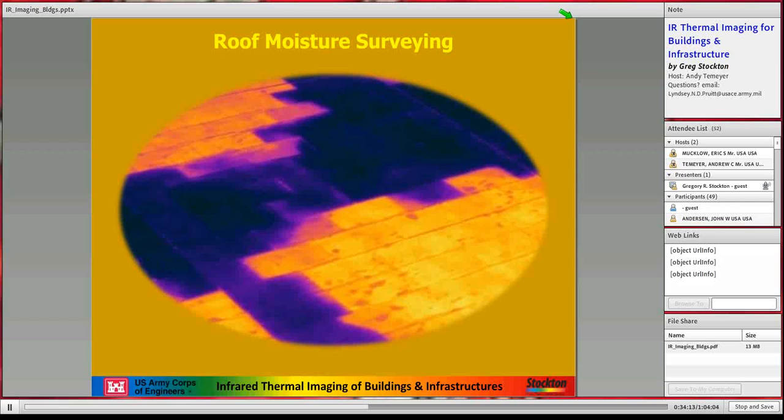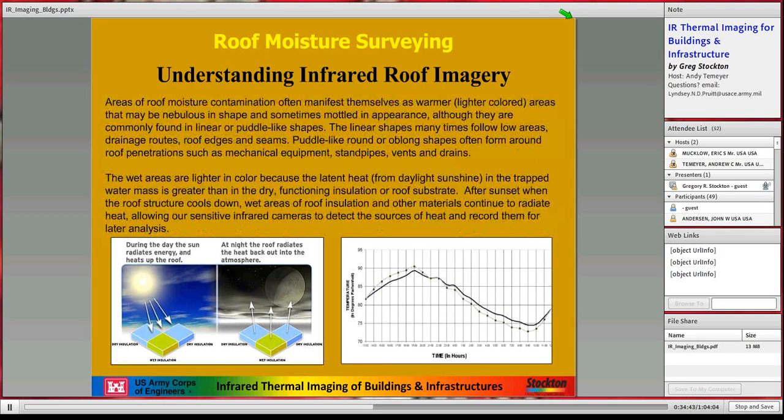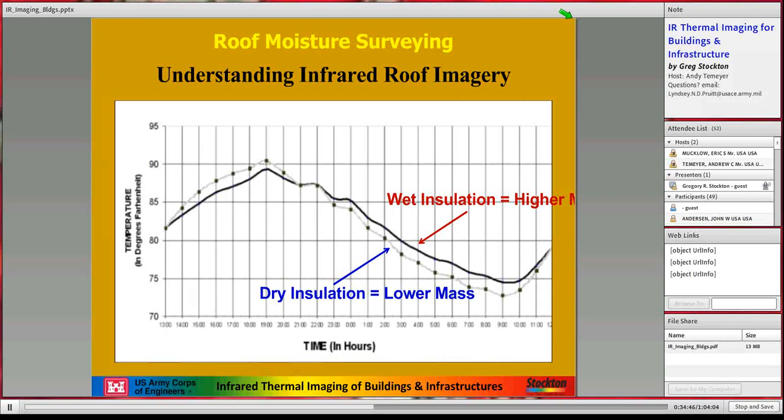Let me go over a couple of things about roof moisture surveying. Roof moisture surveying with infrared is based on pattern recognition. The wet substrates have a higher mass and therefore a higher thermal conductivity and specific heat. The specific heat capacity of a wet piece of insulation is a lot higher than that of a dry functioning substrate. And the graph is just like the graph on the stucco buildings and a lot of things that we look at.